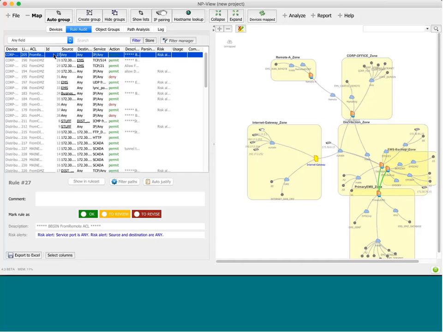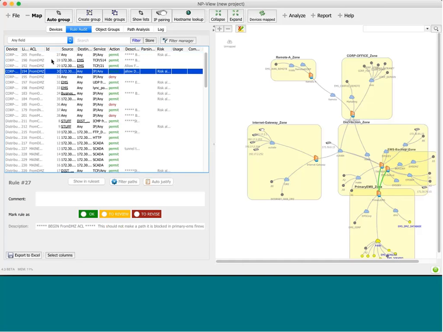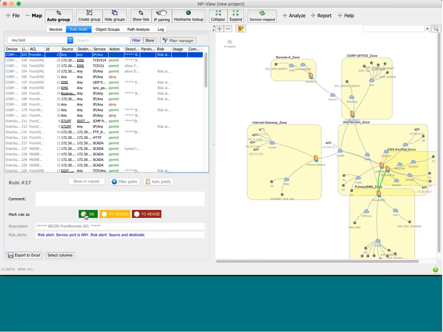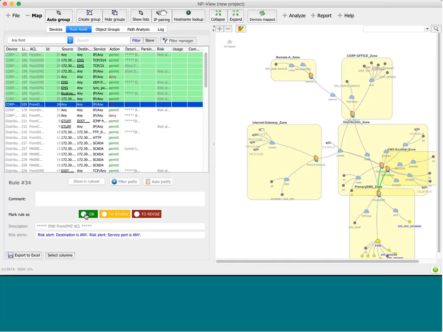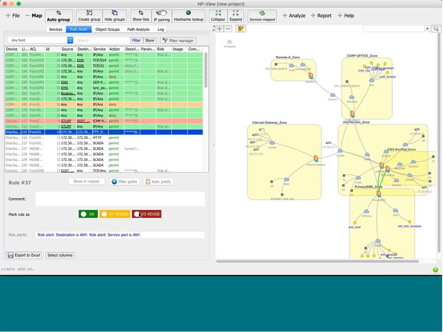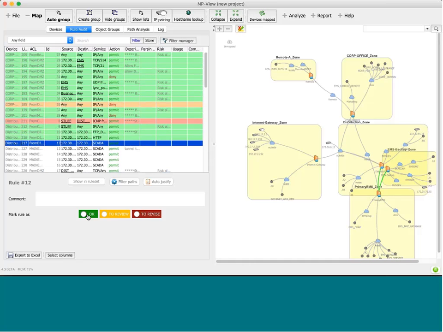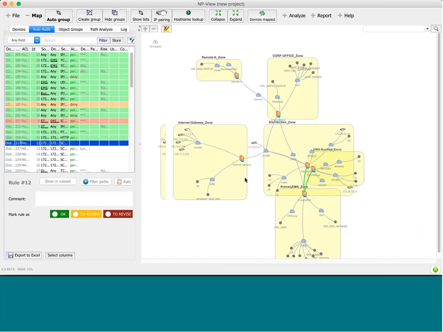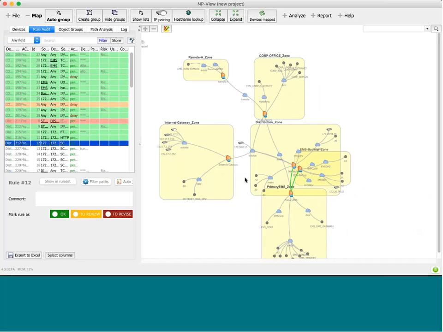And then users can review each rule one by one and approve them. So if there is no problem with the rule, they can just go through the list, add the justification, and audit them. Or if there is a problem, they can even flag the rules to review or to revise. All right, so this showed you the parsing stage and then the topology inference stage and the beginning of the audit stage. Now the third stage is the path analysis.